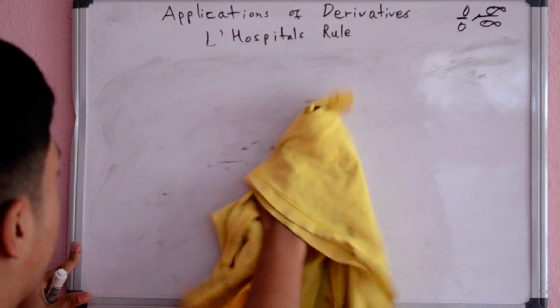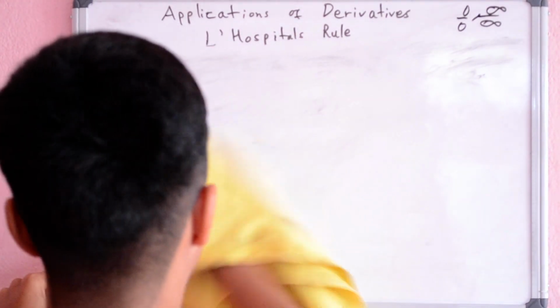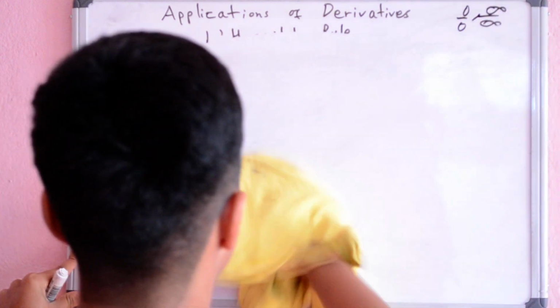This marker is pretty dark. It will be hard to remove. What?